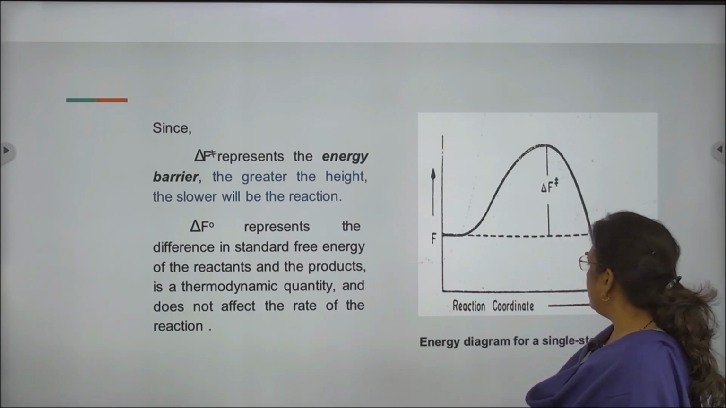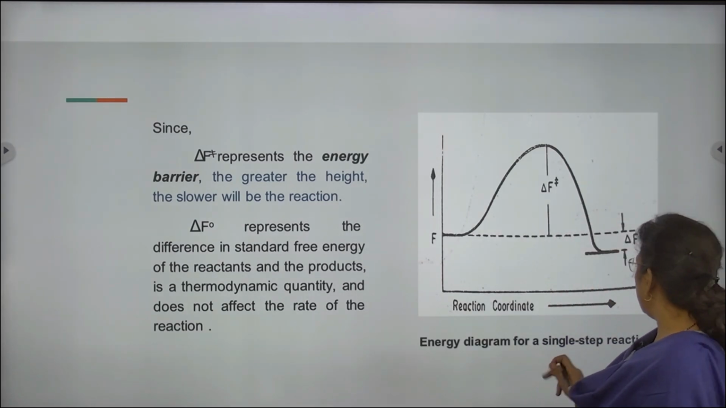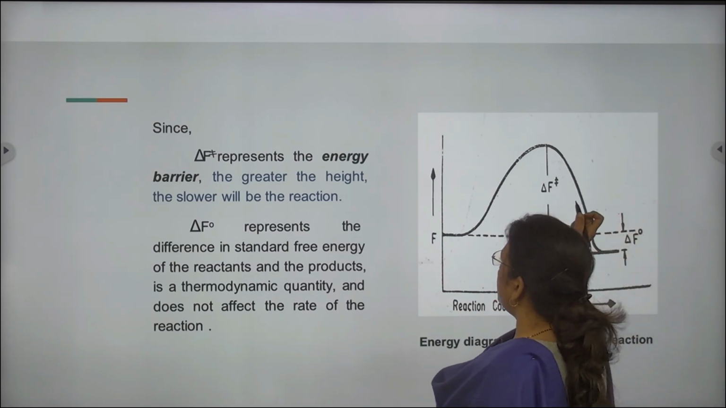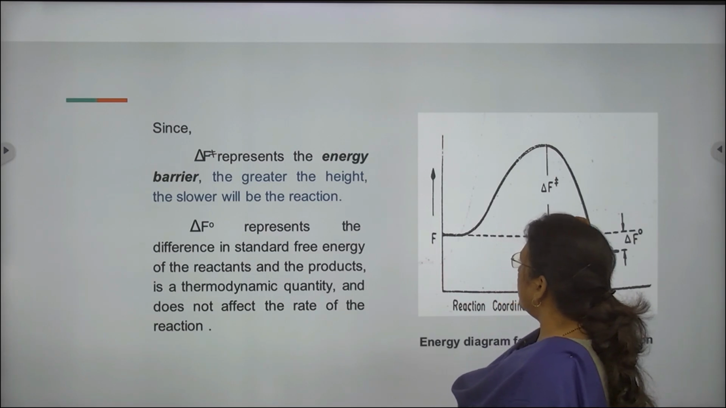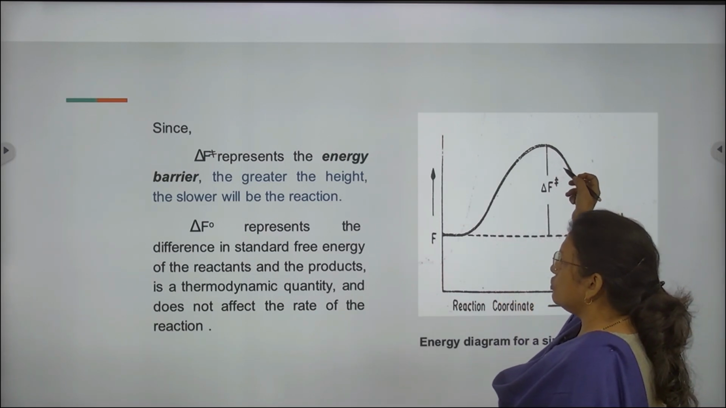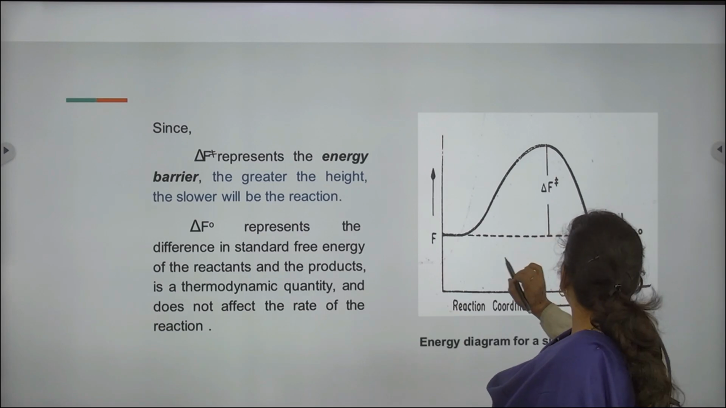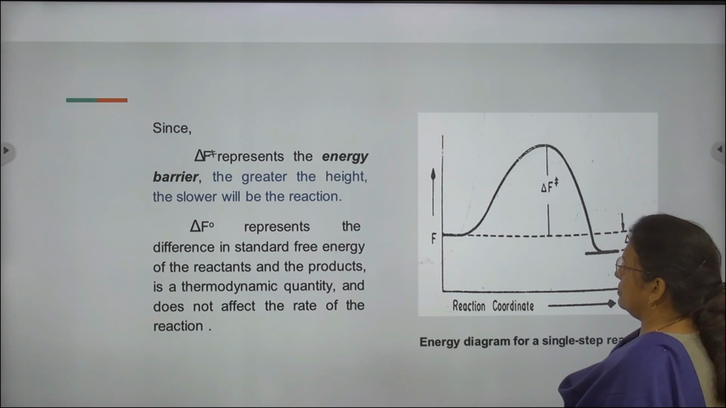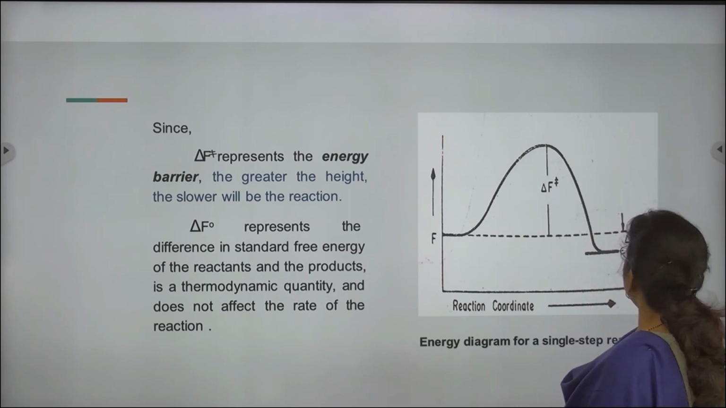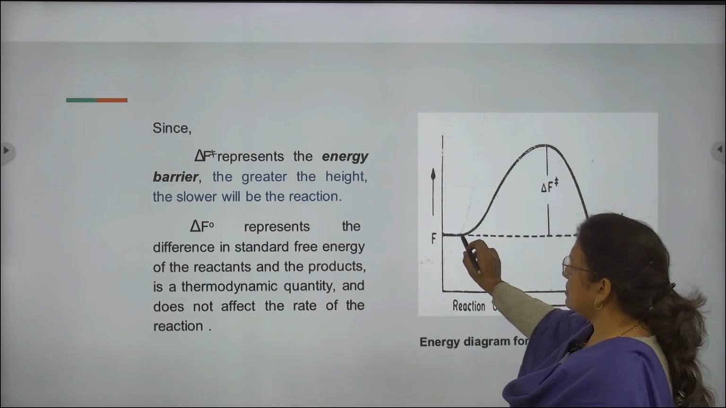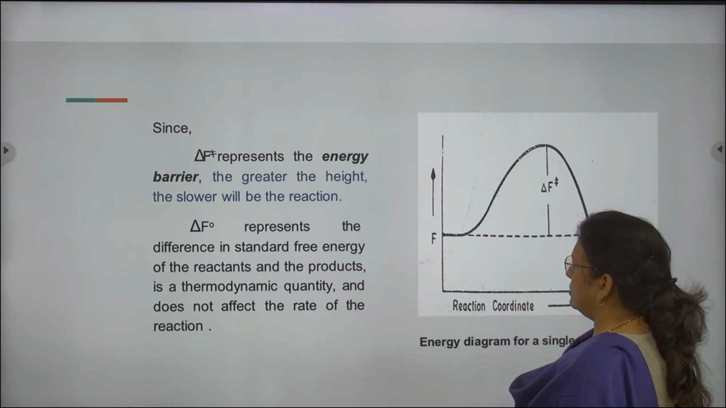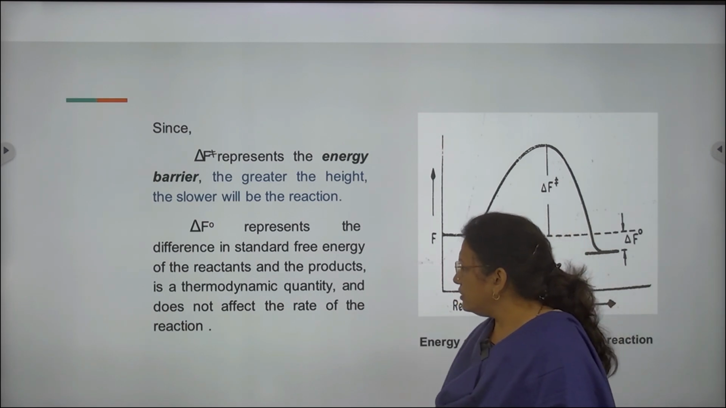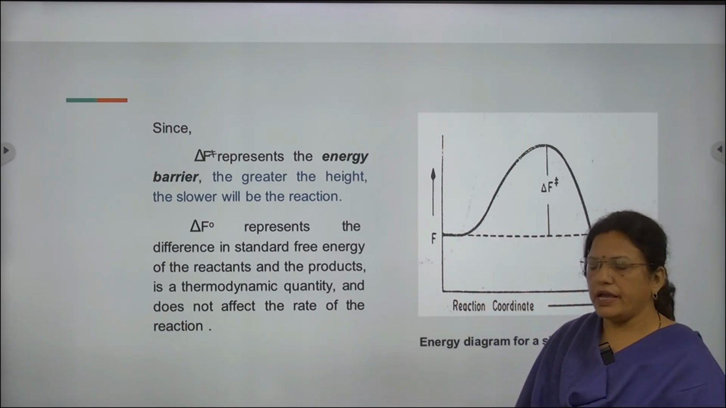Here, this figure shows the energy diagram for a single step reaction, and here ΔF‡ represents the energy barrier. The greater the height, the slower will be the reaction, and ΔF° represents the difference in standard free energy of the reactant and the product. It is a thermodynamic quantity and does not affect the rate of reaction.